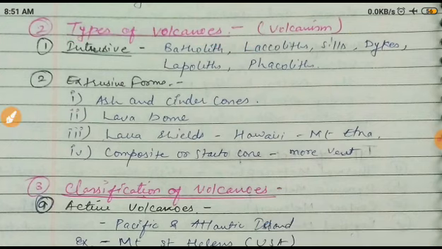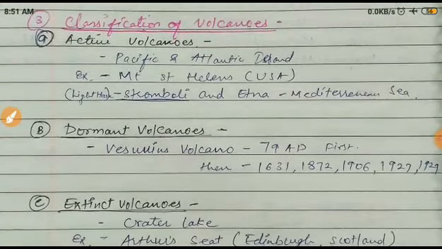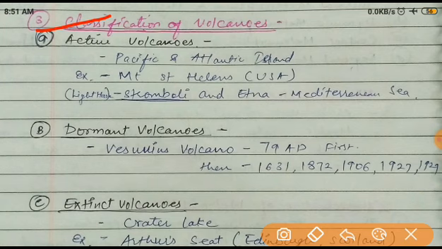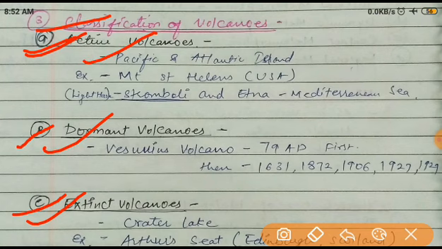Now see, this is the type of volcano, or the classification of volcanoes. Basically volcanoes are of three types. How many types? Three types. Active volcano, dormant volcano, and extinct volcano. Remember three names only. Active, by the name you can easily understand: it can erupt, it can explode anytime. The volcano can eject anytime. This is called active.